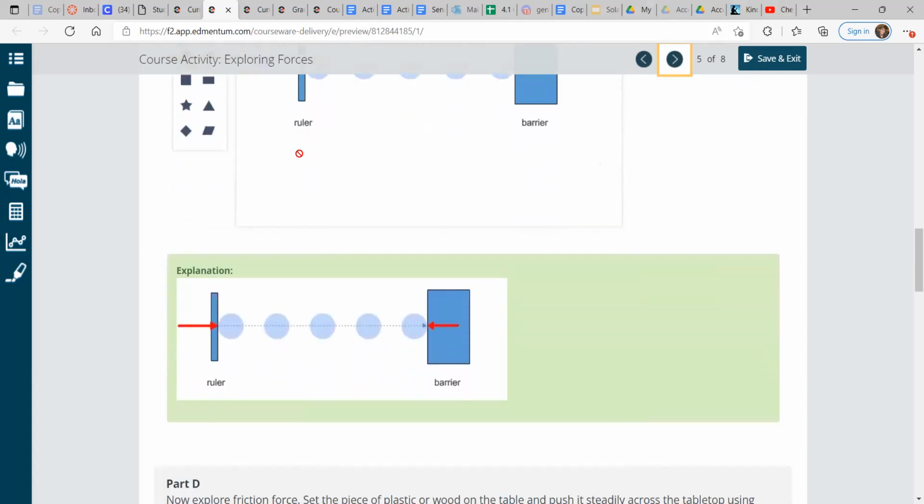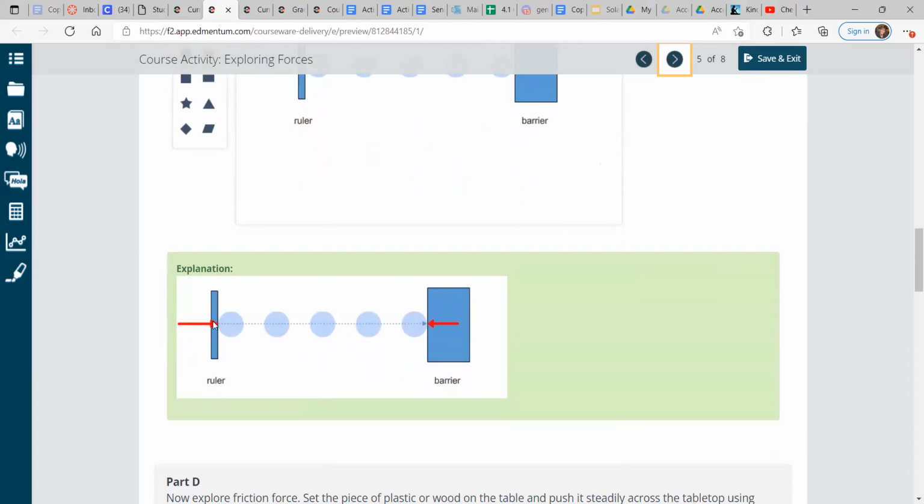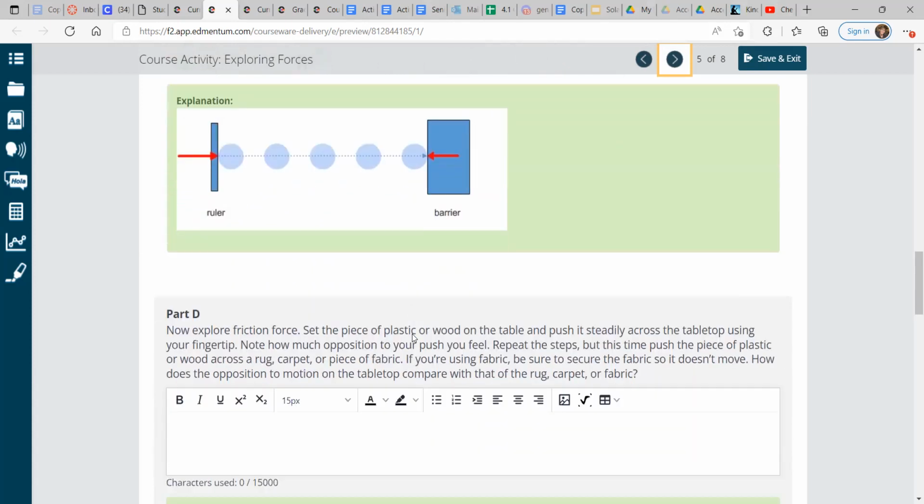And it says to draw 2 arrows, and this is the arrow, the direction of the force. The ruler pushes this way with the force. The barrier is pushing the opposite way.